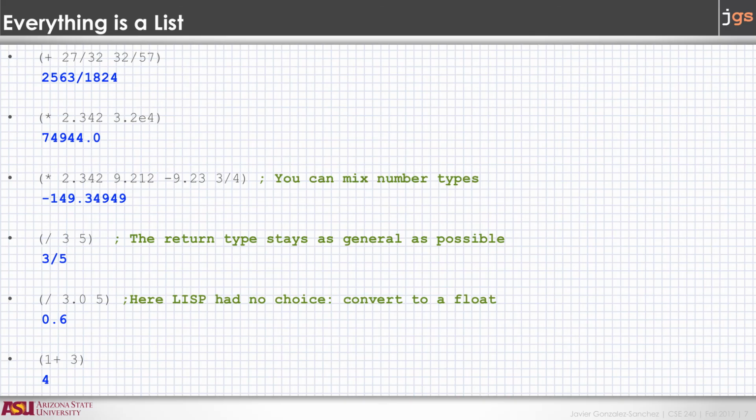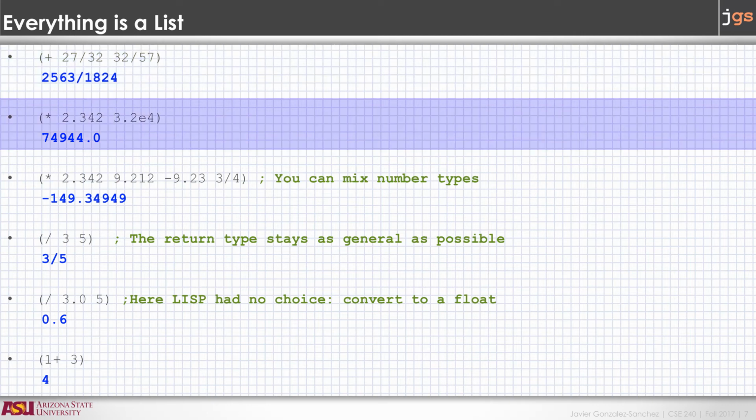Let me show you more examples. Let's review. First, here, the function is plus, so we are doing an addition, but we are adding two fractions. Again, the slash here is not a division. We are doing the addition of two fractions. And the result, if you run that line, is going to be a fraction. This is going to be the result.